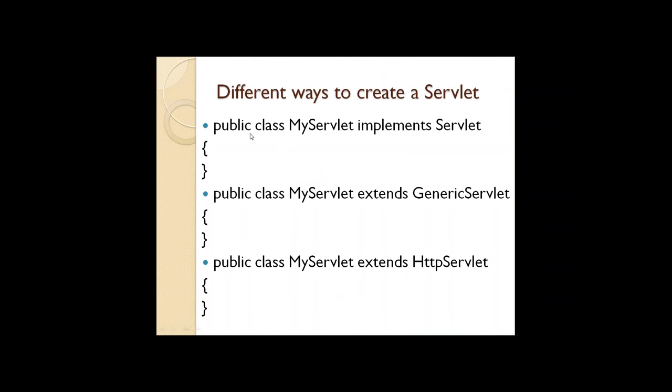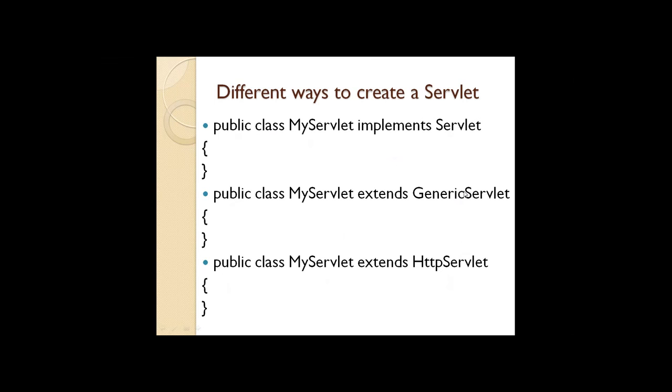Generic servlet and different ways to create a servlet. First one is you can write public class MyServlet implements Servlet. That is the old approach. In this approach, I need to override 5 methods. Next is public class MyServlet extends GenericServlet. That is my present concept, and I did not tell what methods we need to override. We'll come to that. Third way is public class MyServlet extends the last one, that is HttpServlet.